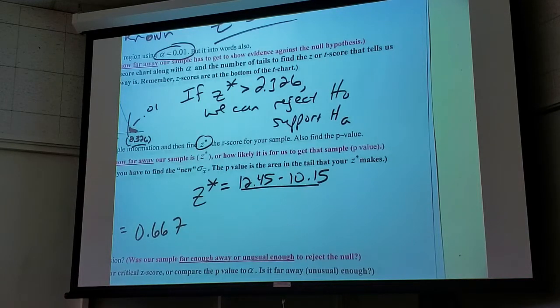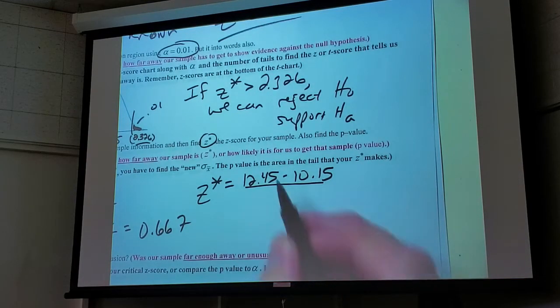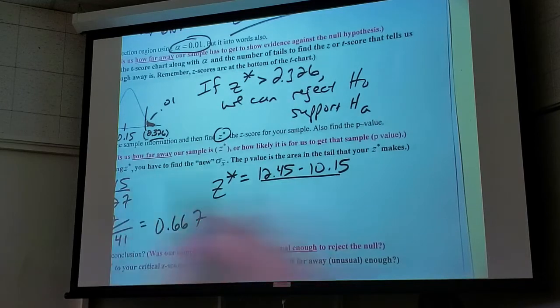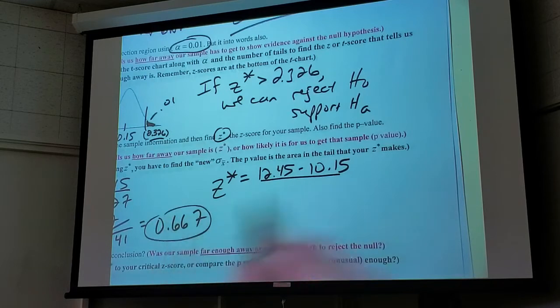Please, I know I'm talking a lot, but this step here should be very familiar. You just make it a z-score. Our data, that's what they found from the sample, correct? That's our data minus the supposed middle divided by the spread.